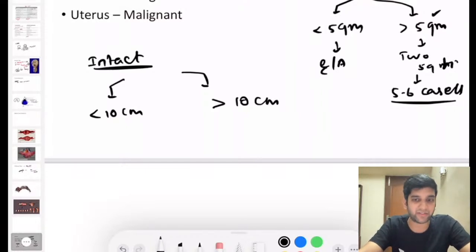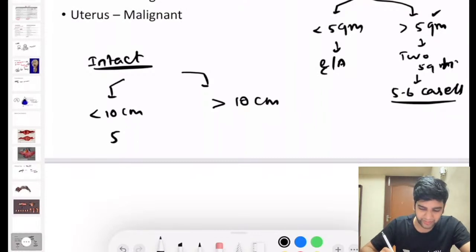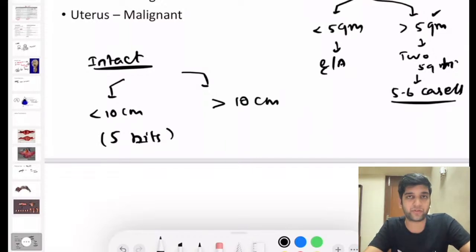Fine. If it is less than 10 centimeter, I have to take at least 5 representative specimens, 5 bits minimum. Again, whatever I'm talking about is for myomas with perfectly homogeneous architecture. If you have even a slight bit of necrosis, take more bits. If it is perfectly homogeneous, white, tan, circumscribed, whorled, everything is there, not even hyaline degeneration, no degeneration at all, 5 bits should be more than enough for anything less than 10 centimeter.